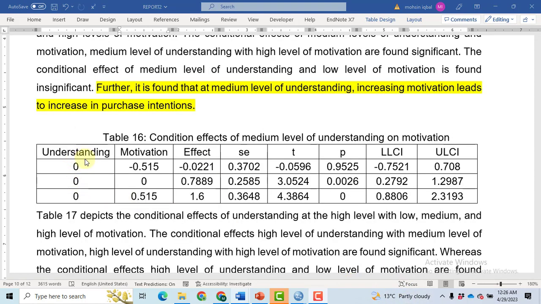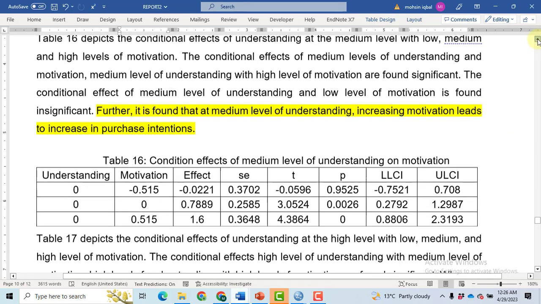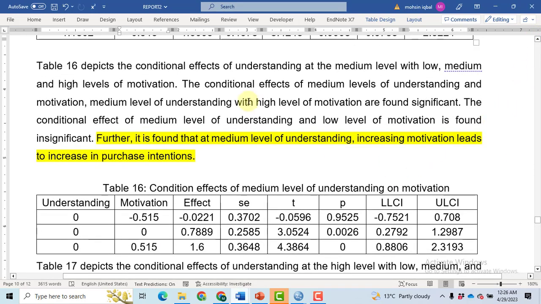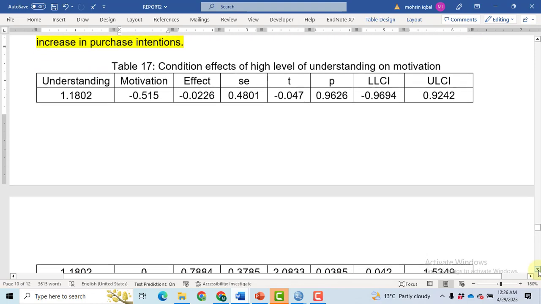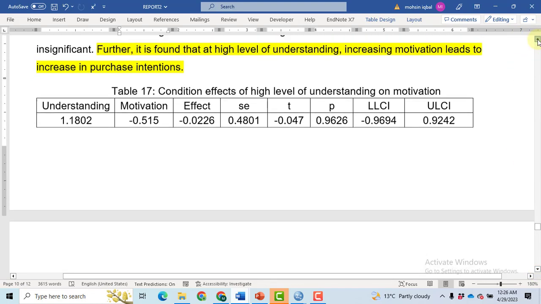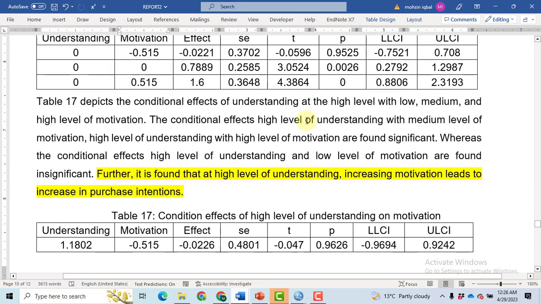Likewise, you have to make a second table in which you take the understanding at medium level and motivation again at low, medium and high level, and you will have to write such a report. In order to save the video time, please read it by yourself. Then you will have to make a table again, the third one, in which the understanding will be at the highest level and the motivation again low, medium and high level, and then you will have to write a report. The report is written in this paragraph. You can read it by yourself to save the video time.